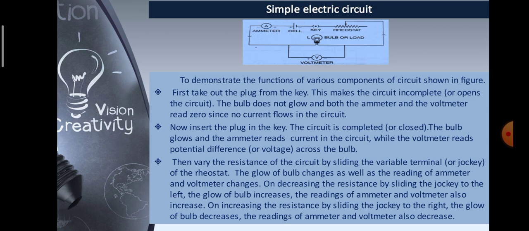Then vary the resistance of the circuit by sliding the variable terminal, that is the jockey of the rheostat. The glow of bulb changes as well as the reading of ammeter and voltmeter changes. On decreasing the resistance by sliding the jockey to the left, the glow of bulb increases. The readings of ammeter and voltmeter also correspondingly increase. On increasing the resistance by sliding the jockey to the right, the glow of bulb decreases. Correspondingly, the readings of ammeter and voltmeter also decrease.